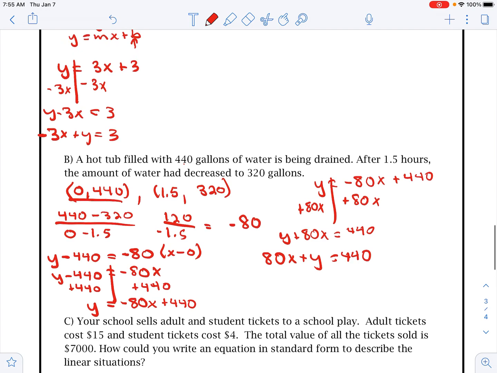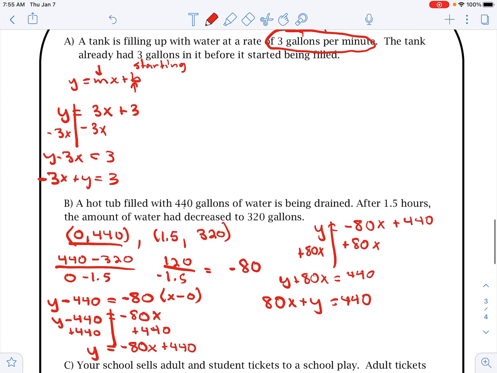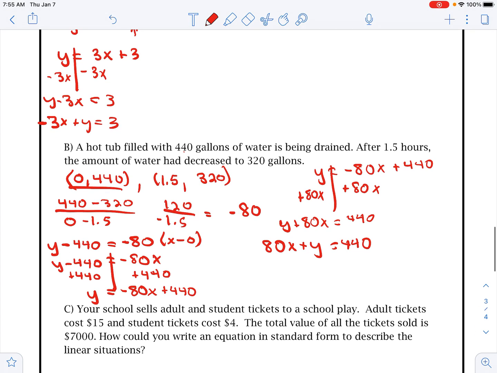So for this last one, C, you can look at it and say, is it like A, where they give me how much it is per minute? Do they give me the slope? Or is it like B, where I have to have 2 points and then find the slope and go from there?